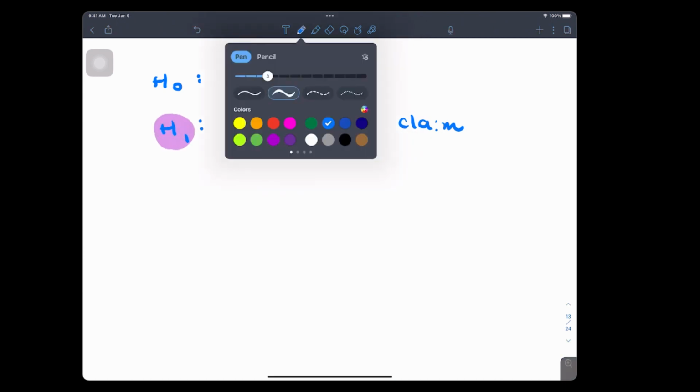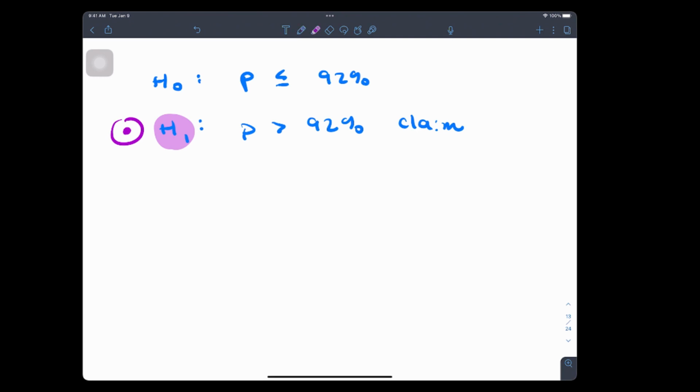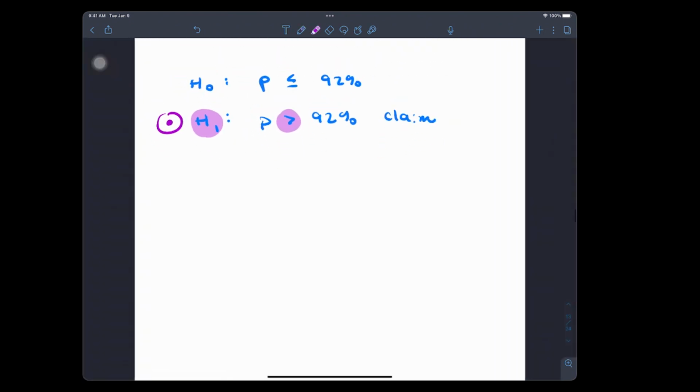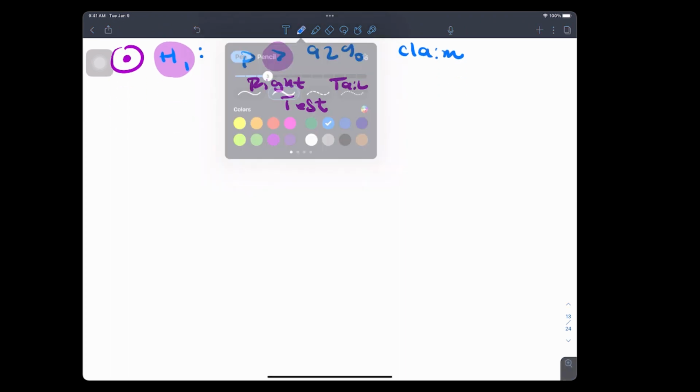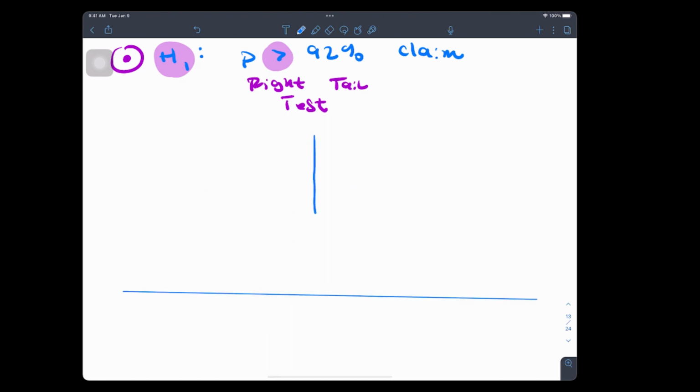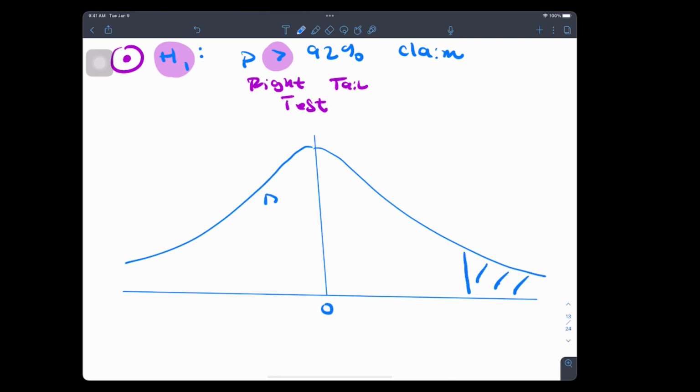Okay, so you always put your eyeball on the alternate hypothesis. And now, where is that pointing, ladies and gentlemen? Where does that point to? It's pointing to the right. What kind of test do you think this is going to be then? A right tail test. So draw your inequality here. Draw your bow to the right. So do not reject the null over here, and over here, you reject the null.